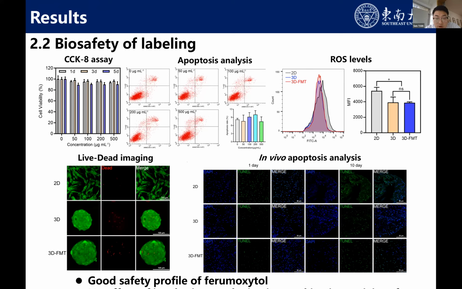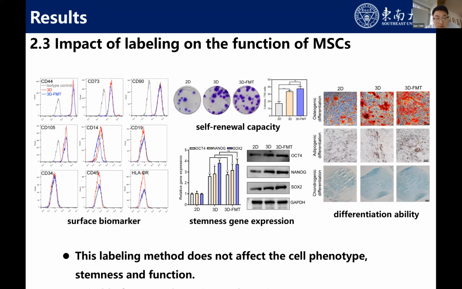We used some experiments that confirmed the use of ferumoxytol is safe, with no side effects of incubation on the in vitro and in vivo activity of MSC spheres. Also, this labeling method does not affect the cell phenotype, stemness, and function, and it's suitable for transplantation and repair.